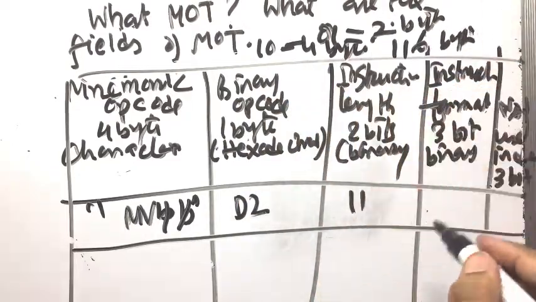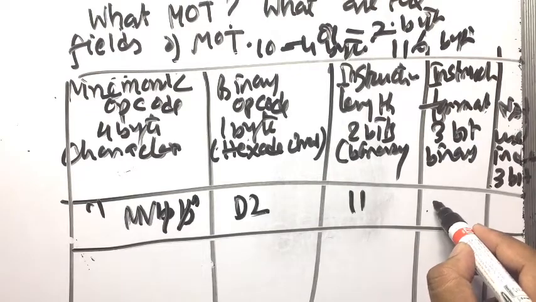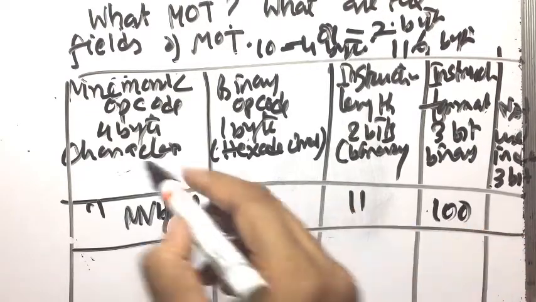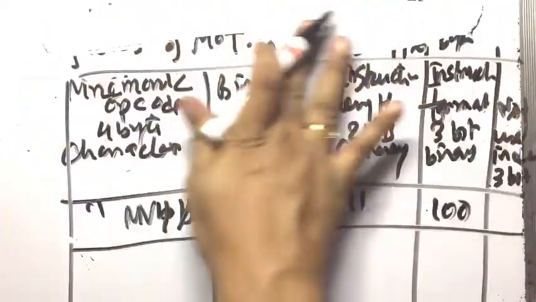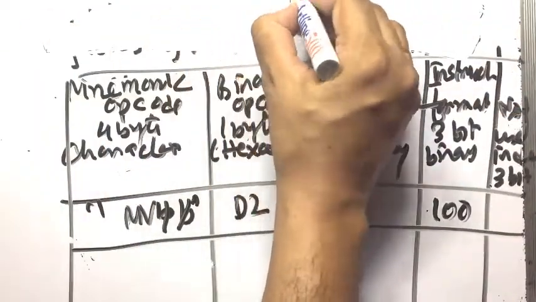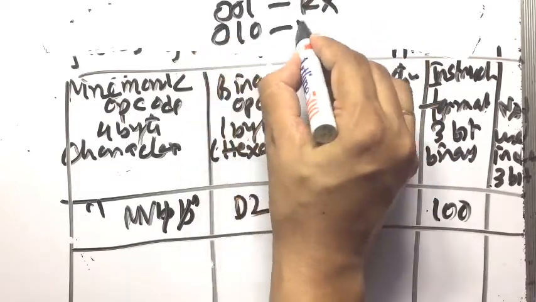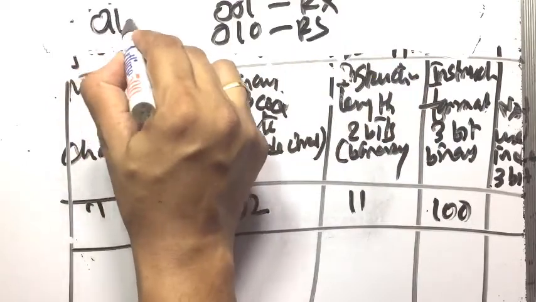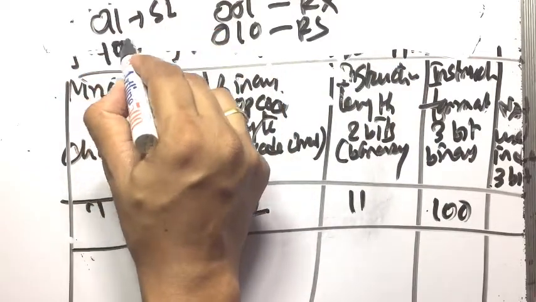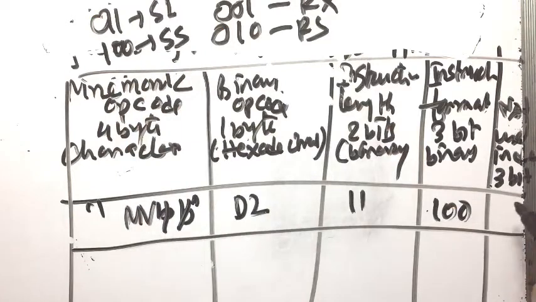Next is the instruction format. There are many formats: 000 is RR, 001 is RX, 010 is RS, 011 is SI, and 100 is SS. And the last field is not used in the design. So this is the format of MOT. The MOT is a machine operation table used in both pass 1 and pass 2, a very important table during the assembly process.